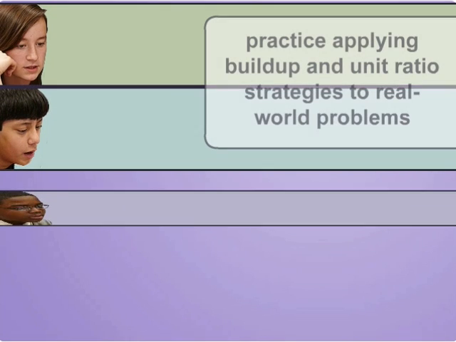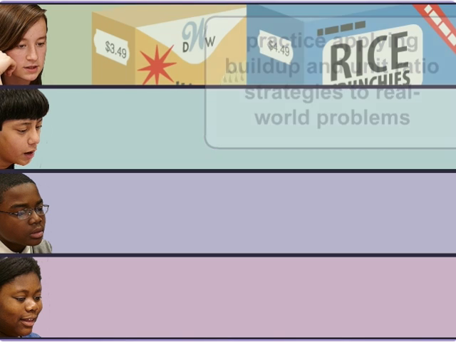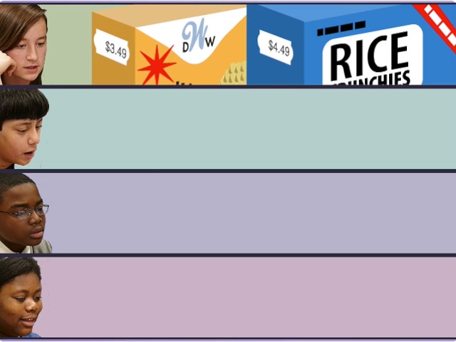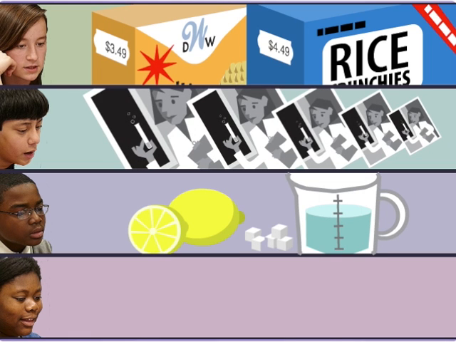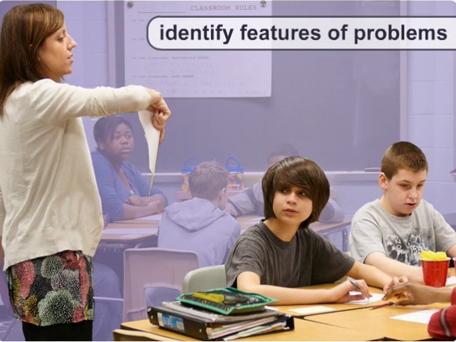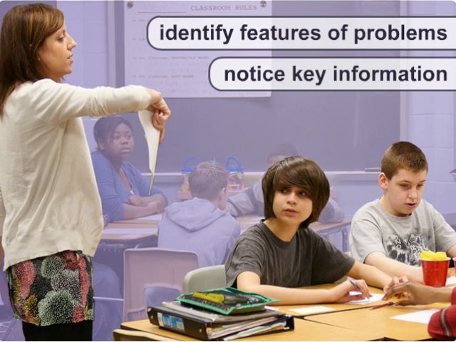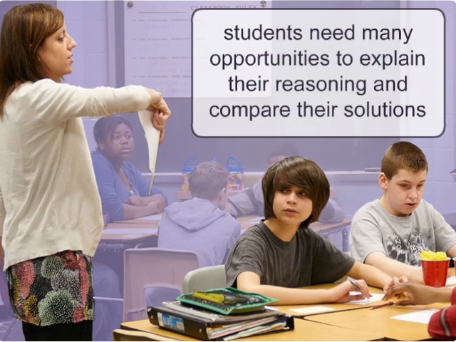Experts recommend that students get practice with applying build-up and unit ratio strategies to real-world problems such as comparing the unit prices of various objects, enlarging or reducing drawings or photos, adjusting quantities in recipes, or calculating the time, speed, and distance traveled by different vehicles. The goals for students are to identify the features of problems that involve ratios and proportions, notice the key information in a problem, and create diagrams or tables to track their thinking. Students need many opportunities to explain their reasoning and compare their solutions to those of other students.